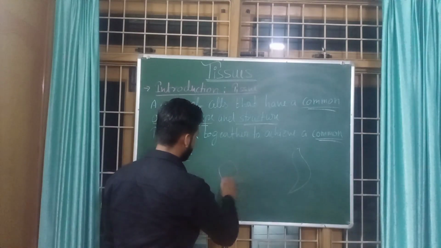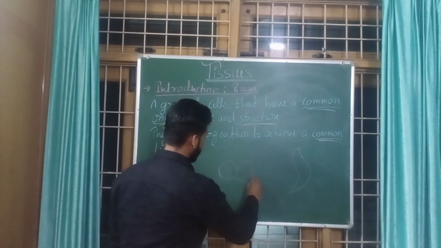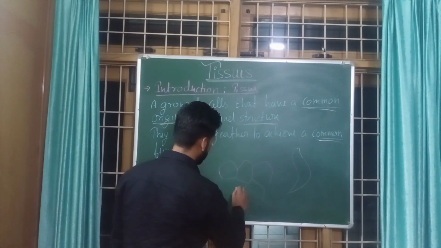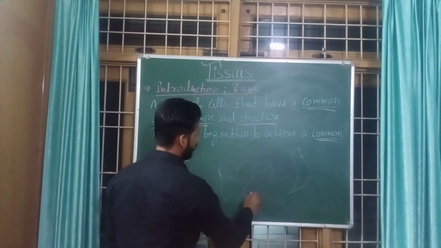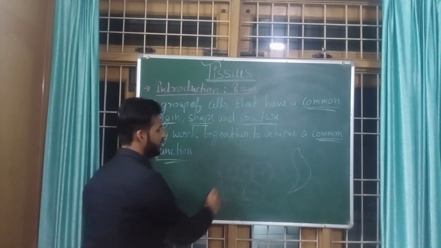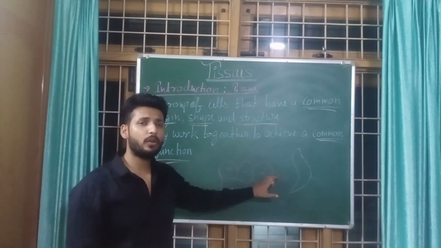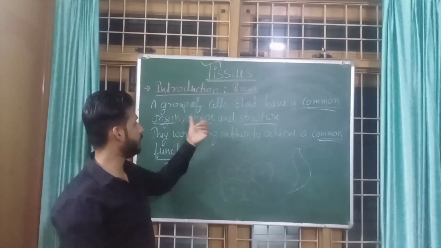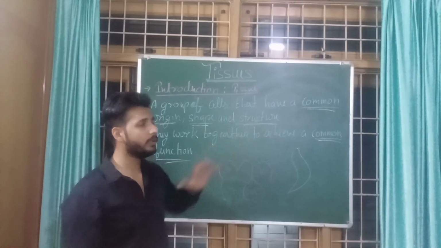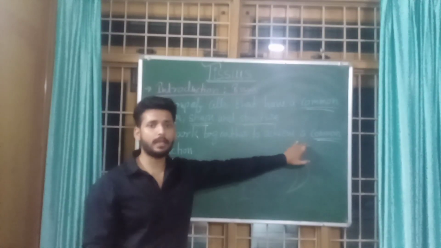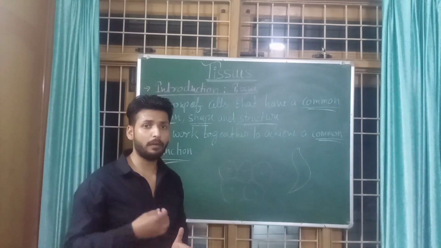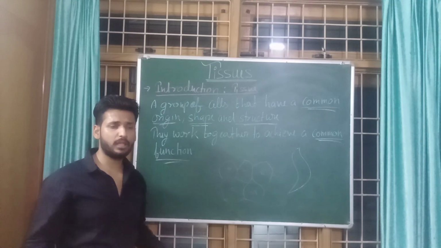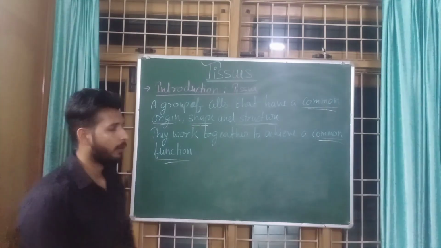Suppose cells are there, similar kinds of cells are there, and they combine to form a tissue. These are the group of cells which have a common origin, shape and structure and perform a common function or perform a specific function. So these are known as tissue. Is it clear to you?